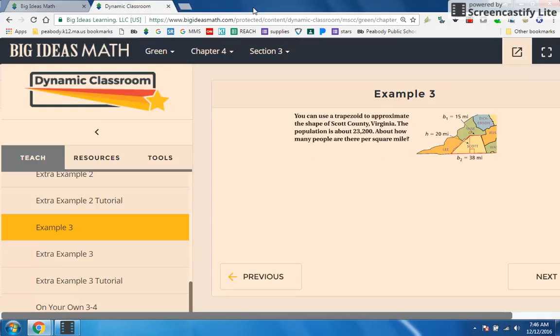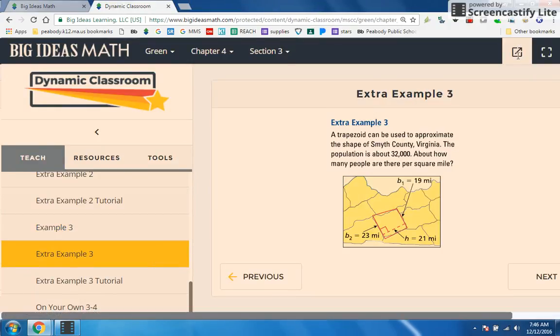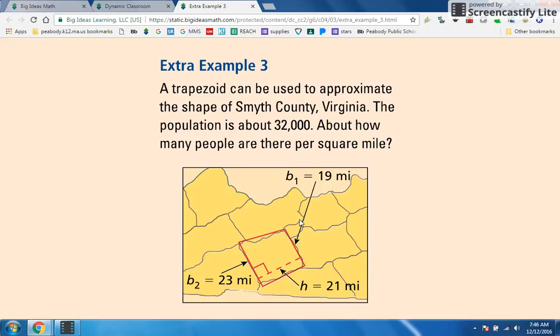So I'm going to give you one of these to try. What you're going to do is find the area of the trapezoid. They're telling you what everything is. So add your two bases, multiply it by the height, divide it by 2. And then whatever you get for your area, you're going to do 32,000 divided by that. You're talking about people, so you want to round your answer to the nearest whole number because you obviously can't have a decimal portion of a person. So that's the last one. Try that, and we'll see how you did.